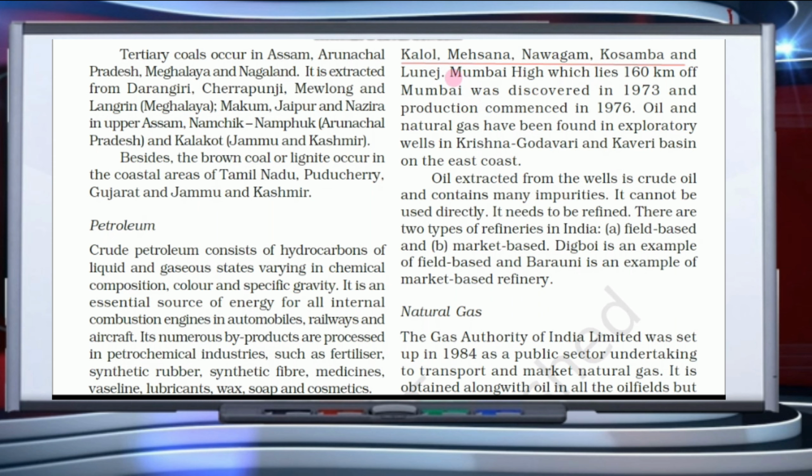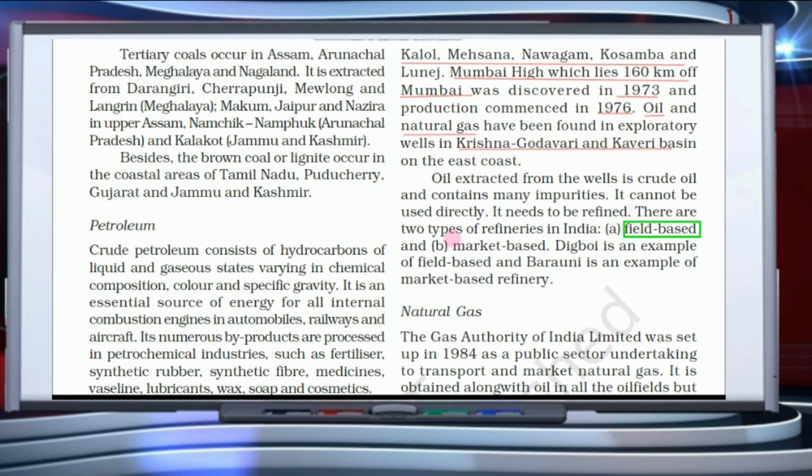If we talk about Mumbai High, which is 160 kilometers off the Mumbai shore, it was discovered in 1973, but the production of oil started in 1976. Krishna and Godavari basins and Kaveri basins are also important because oil and natural gas reserves were found there.